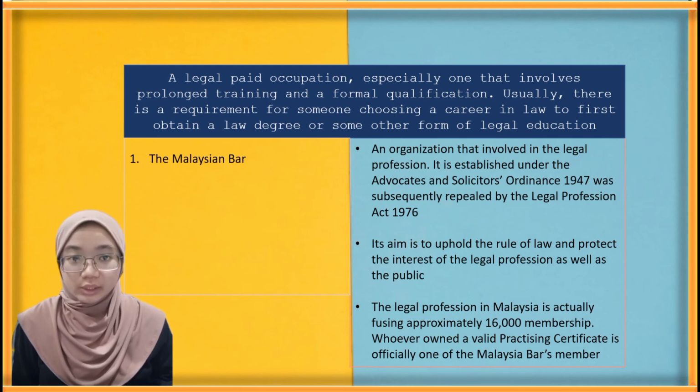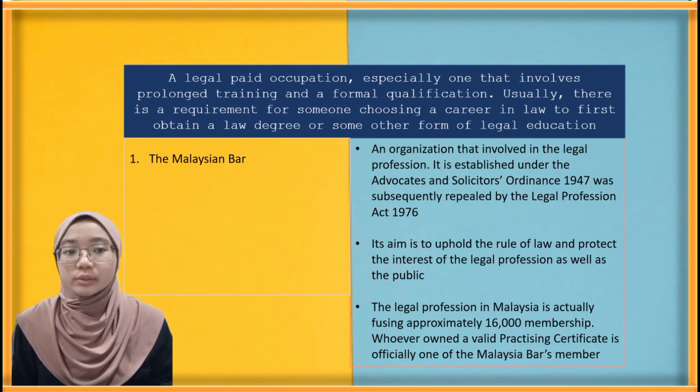It was established under the Advocates and Solicitors Ordinance 1947, which was subsequently repealed by the Legal Profession Act 1976. Its aim is to uphold the rule of law and protect the interests of the legal profession as well as the public. The legal profession in Malaysia has approximately 16,000 members. Whoever owns a valid practicing certificate is officially one of the Malaysian Bar's members.